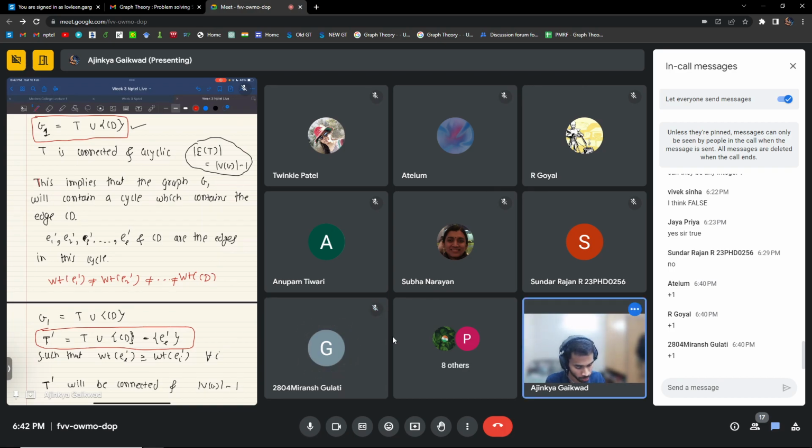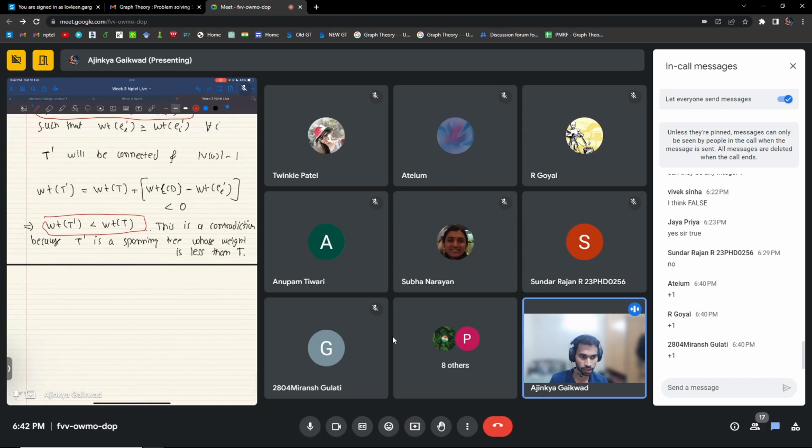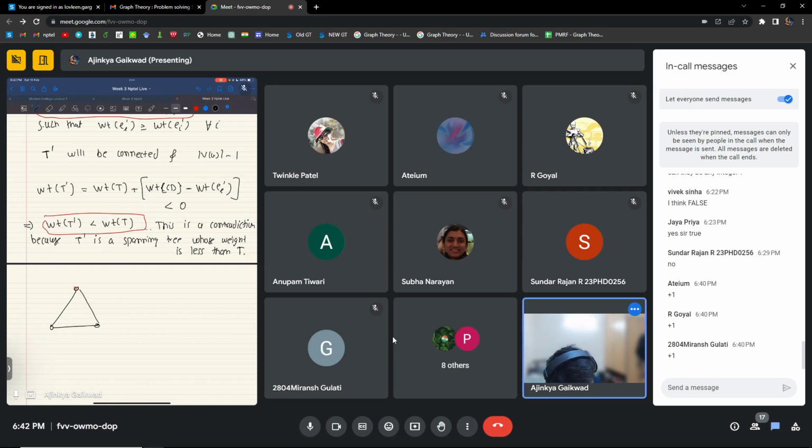Wait, let me explain this. This is a trick. This proof will only go through if you are talking about minimum weight edge or second minimum. For third minimum, it will be false, because let me give you an example. Sorry, let me just write it down. So let's say here is my graph G, right? Can you construct a minimum spanning tree?